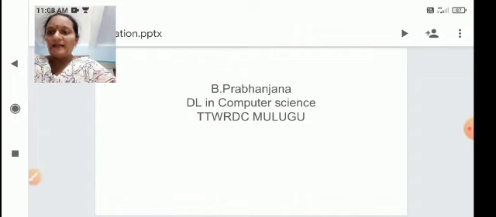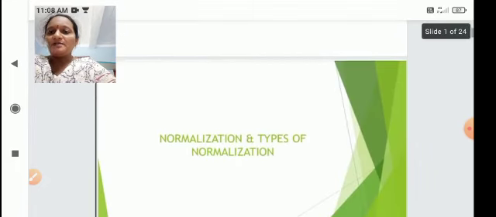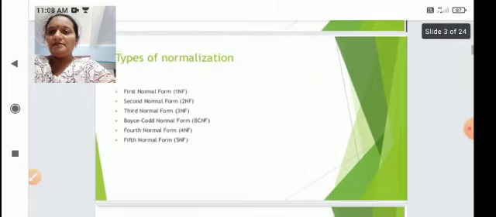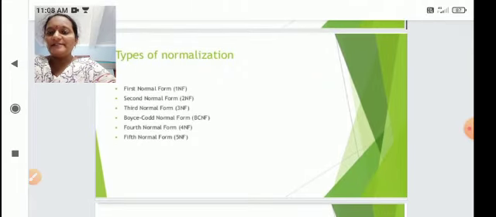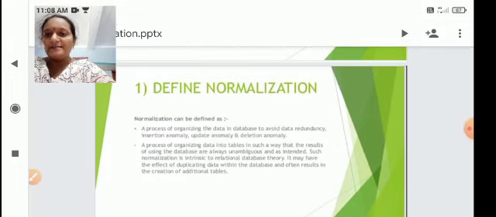Today I am going to explain about the topic normalization in DBMS. We have types of normalizations: first normal form, second normal form, third normal form, Boyce-Codd normal form, fourth normal form, fifth normal form. What is the definition of normalization? A process of organizing the data in a database to avoid data redundancy, insertion anomaly, update anomaly, and deletion anomaly.